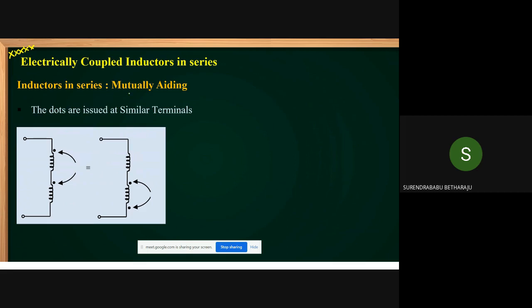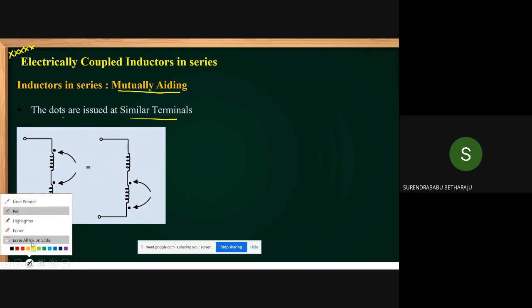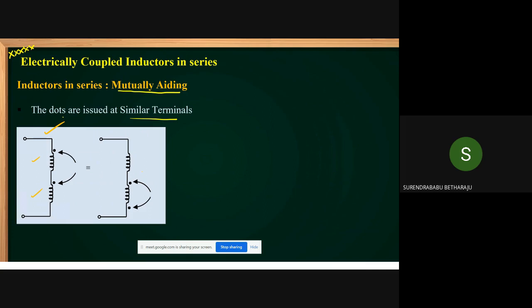Yes, friends, first we will see the mutual aiding. It is a series connection of coils, but mutually aiding. If the dots are placed at similar terminals, then it is nothing but mutual aiding. Similar terminals means, for example, these two coils are mutually aiding, and this connection is also the same. These two coils are also mutually aiding. Either this connection or this connection, both are mutually aiding.